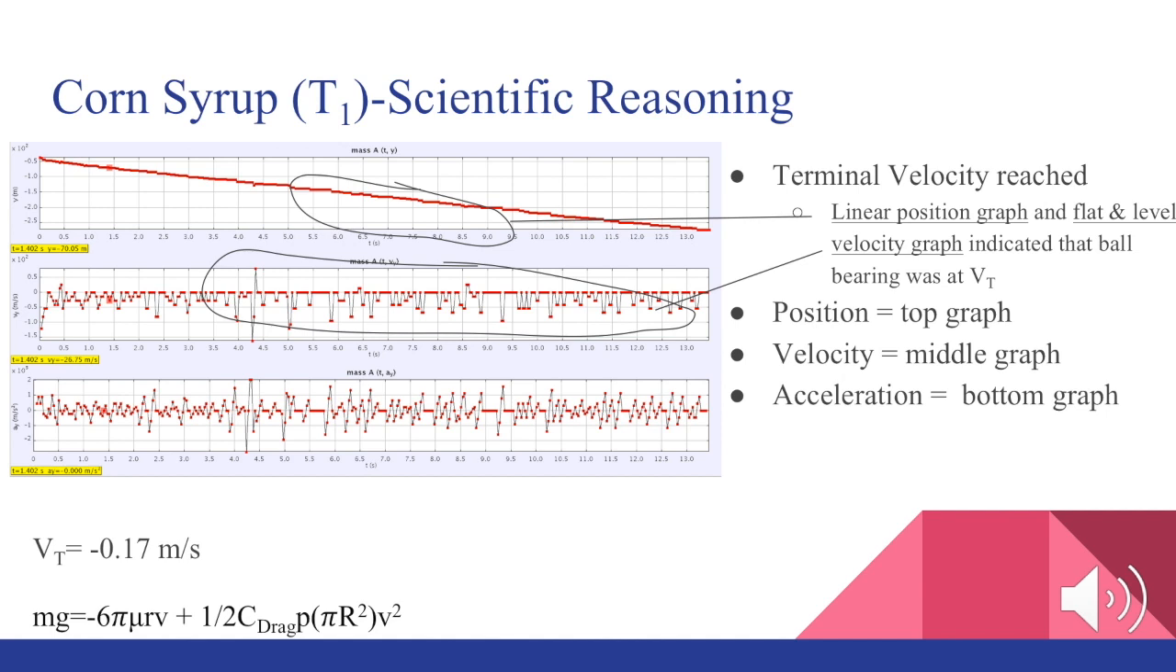For example, corn syrup data show that it was able to reach terminal velocity immediately, where its terminal velocity was negative 0.17 meters per second. The top graph from tracker showed position, which was linear, and the derivative of the position graph is a terminal velocity, since the velocity graph shows constant velocity. So on the velocity graph, the middle graph, velocity is relatively constant other than the clicking flaws that occurred. Acceleration is at the bottom of the graph. But again, we recognize that there should not be an acceleration, which is why the acceleration graph is flat.